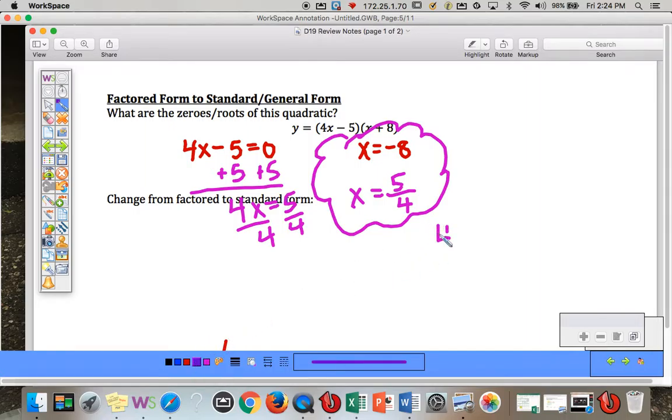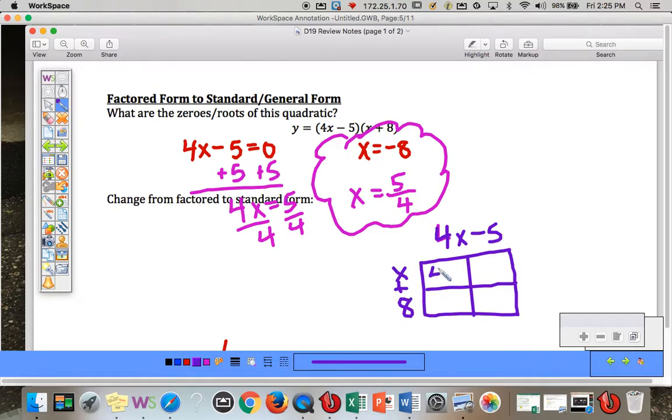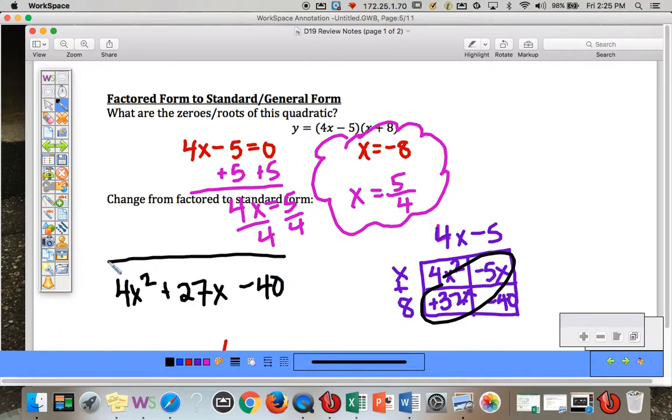So let's change colors here. We have 4x minus 5 times x plus 8. That'll be 4x squared minus 5x plus 32x minus 40. And if we write that out, we start with the highest power, highest exponent, 4x squared. Combine like terms, 32 minus 5 is 27. And then we have our minus 40 sticking out there at the end. So this is standard form. It means no parentheses.